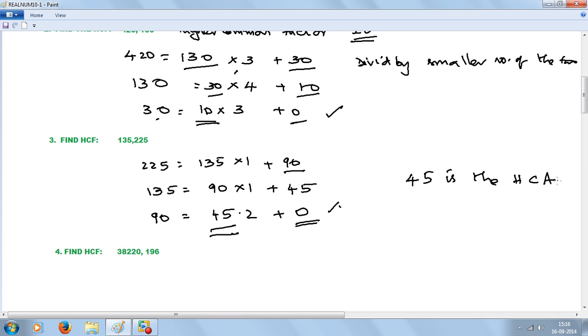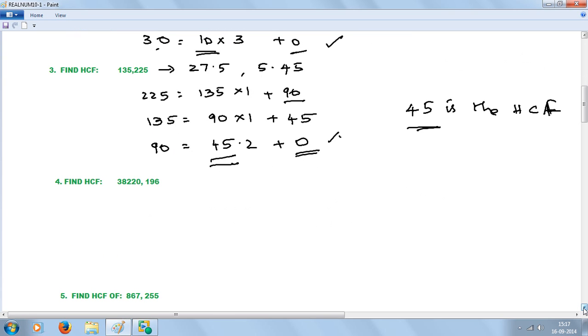Let's see, we can try the older method also. You divide by 5, and we get two terms. 135 divided by 5 is 27. 225 is 5 multiplied by 45. So with 27 and 45, 9 is common. So 9 fives are 45. 45 is the highest common factor.